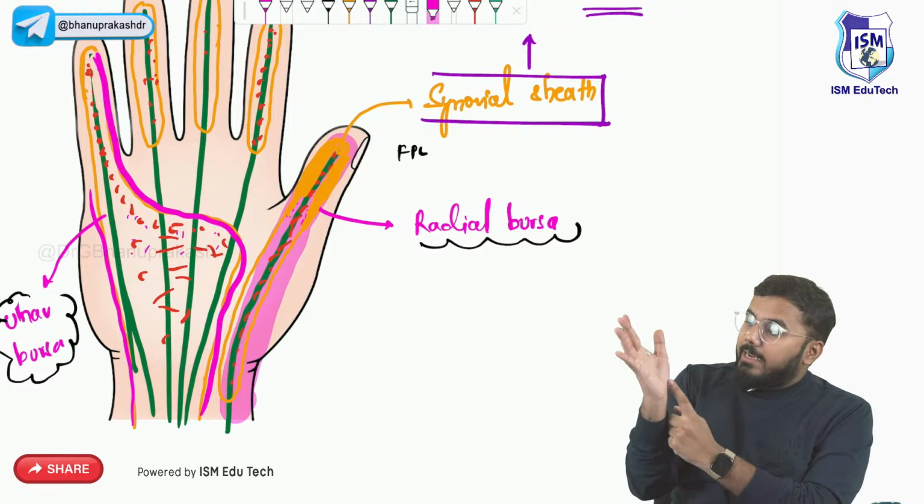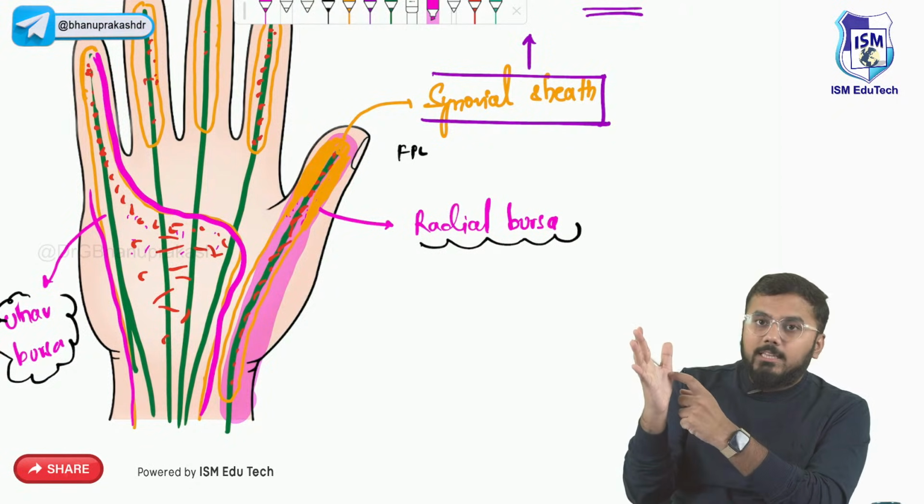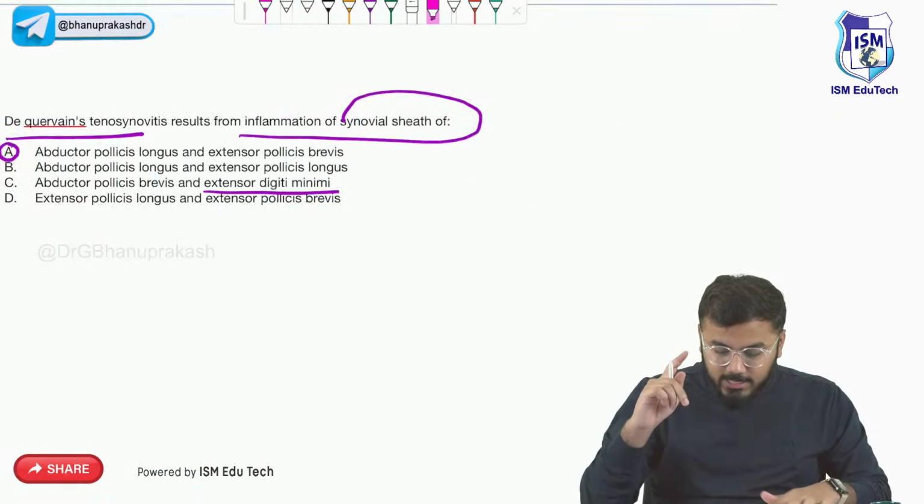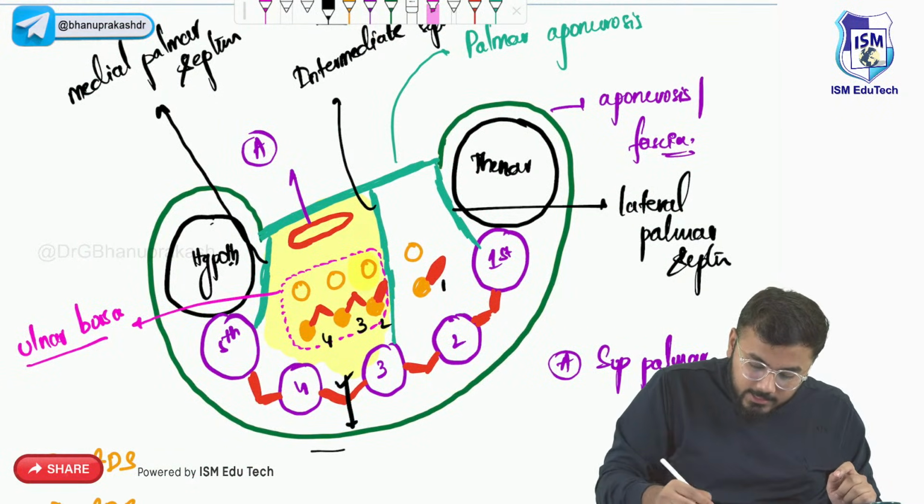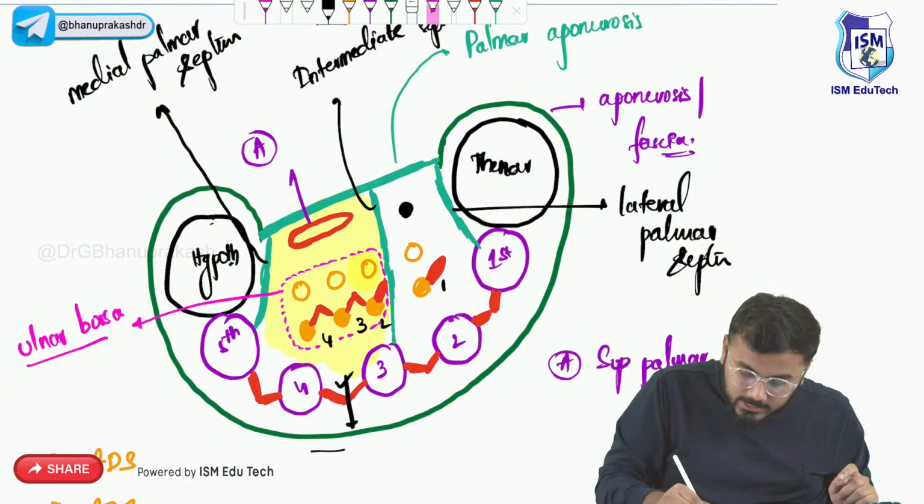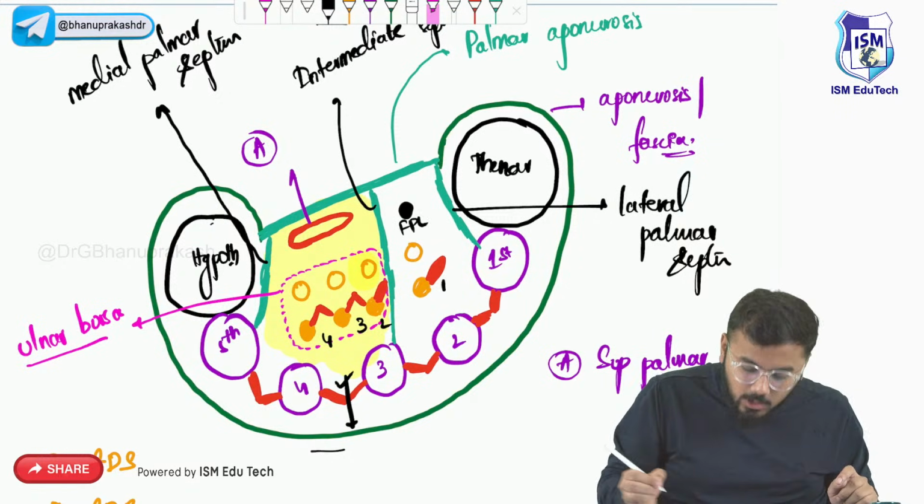Where is it present? It is crossing the thenar region. It is present in the thenar region, right? So the same thing I'm going to draw right now, that this tendon is flexor pollicis longus tendon. What is this? Flexor pollicis longus.